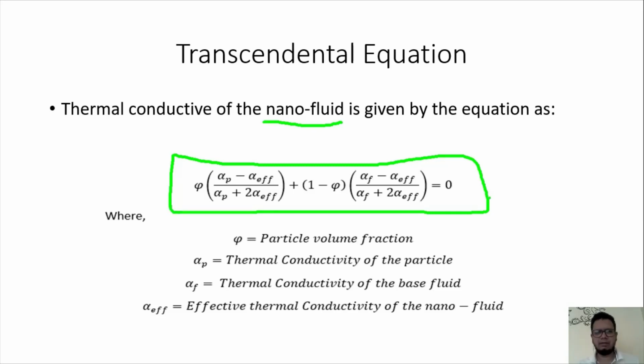This is the initial Maxwell model, a very basic model, where phi is your particle volume fraction, alpha p is the thermal conductivity of the particle, alpha f is the thermal conductivity of your base fluid, and alpha effective is the effective thermal conductivity of the nanofluid.